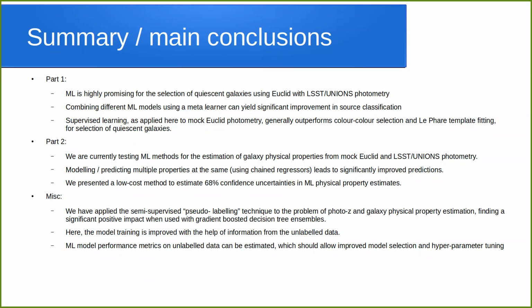And then, well, things I just talked about. So pseudo-labeling, I think, is a very promising method going forward with surveys like Euclid, because it allows us to get information from unlabeled data. And yeah, I also find it very promising, maybe not for me because I'm moving on to something else, but being able to estimate model performance without ground truth should find some interesting applications in large surveys.